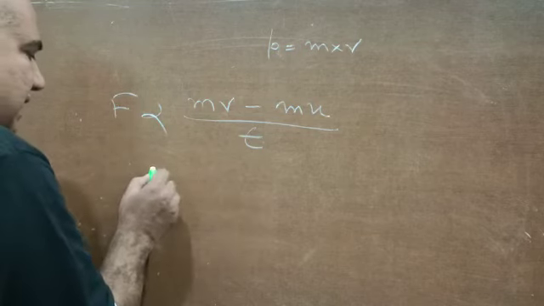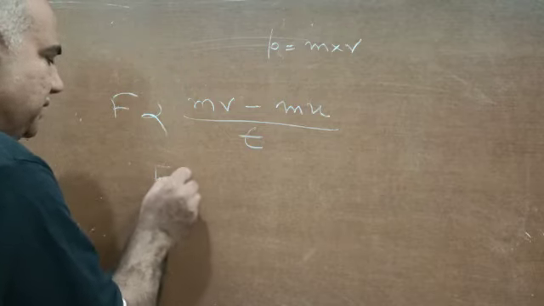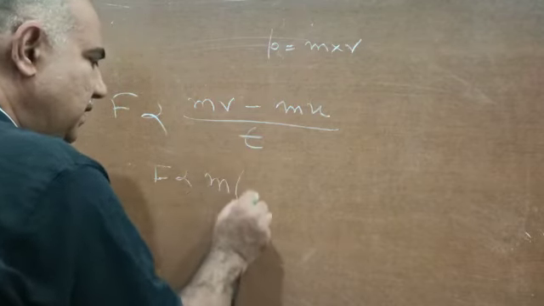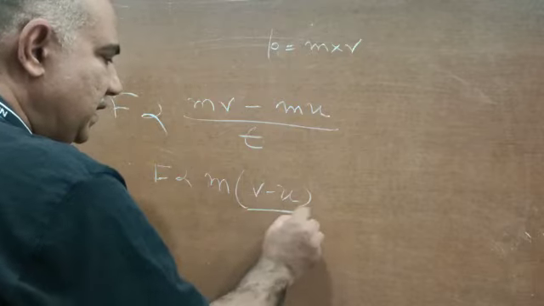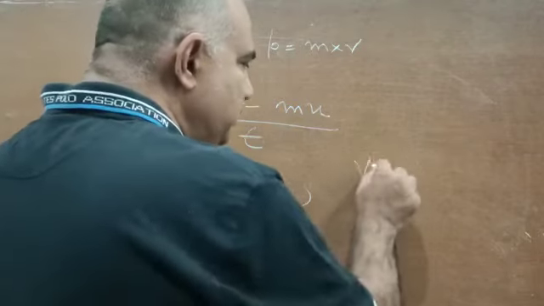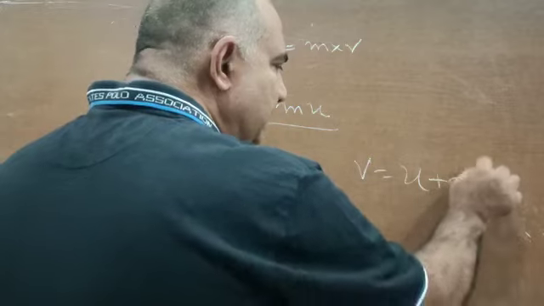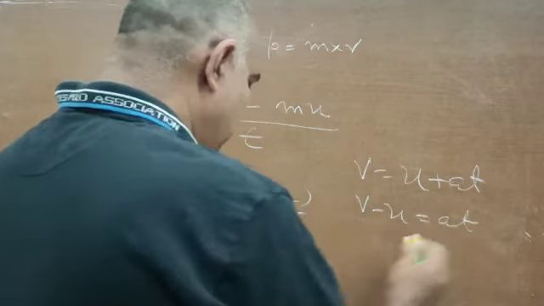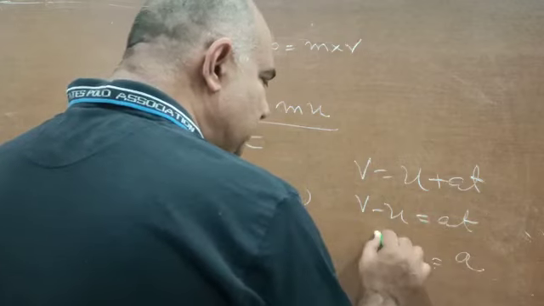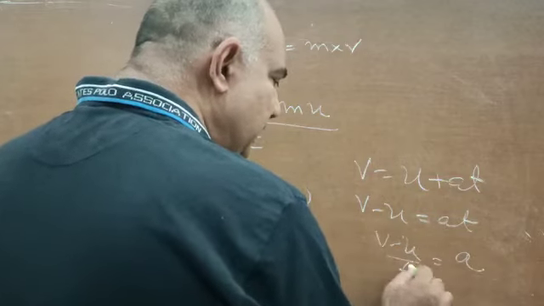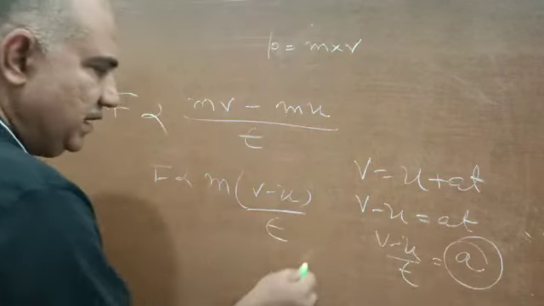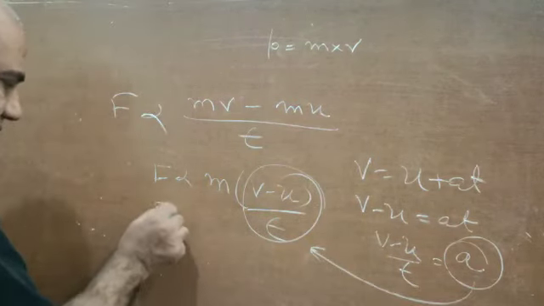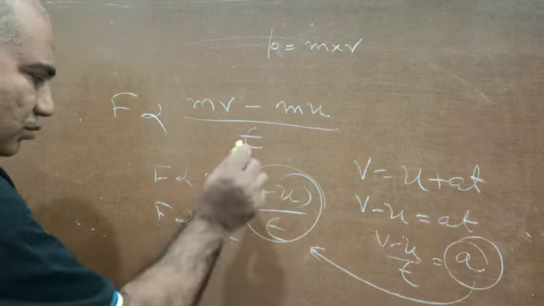Now further we can say that F is proportional to, if you take M as common, M into V minus U upon T. And from the first equation of motion, V is equal to U plus AT, we can write V minus U is equal to AT, or also you can say A is equal to V minus U upon T. So V minus U upon T could be related with A, and we can write F is proportional to M into A.